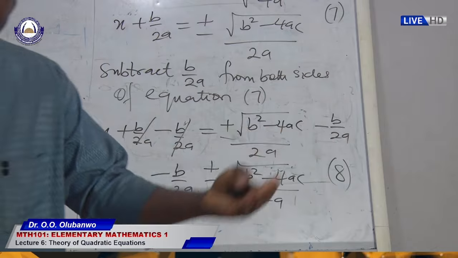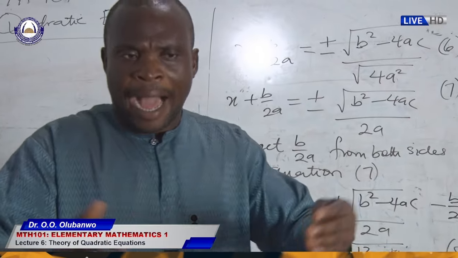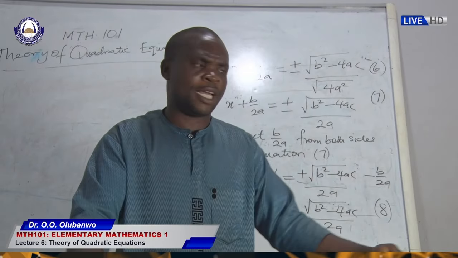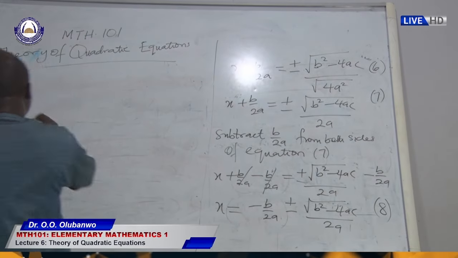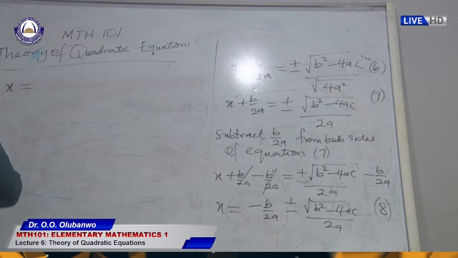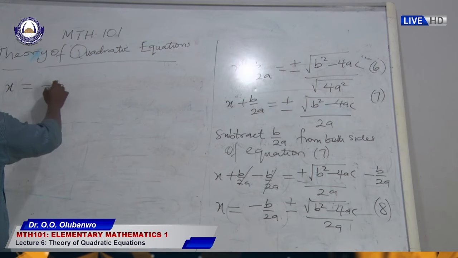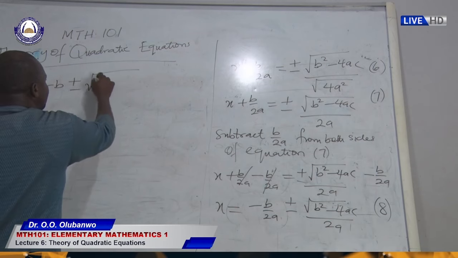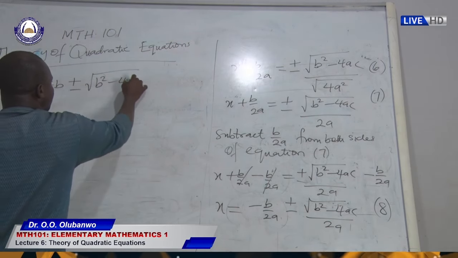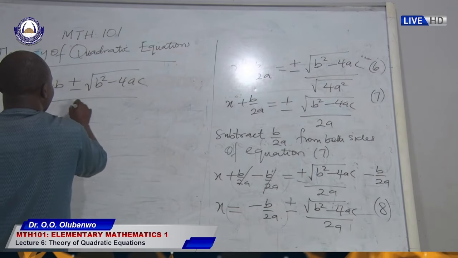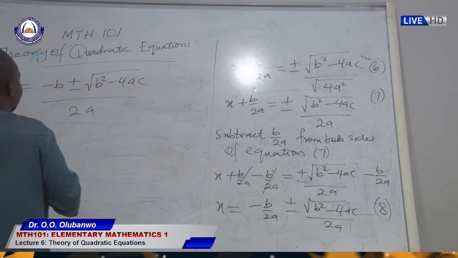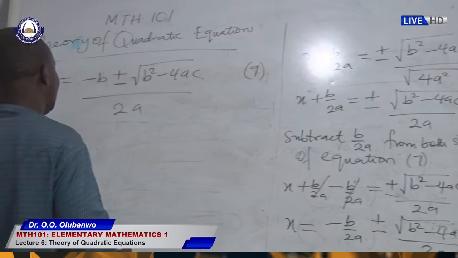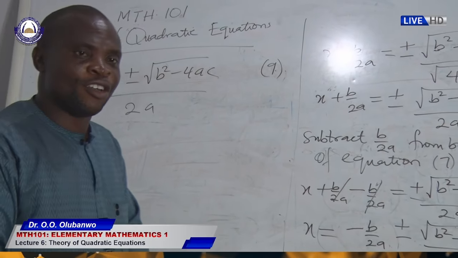Since they are on the same LCM, I can simply put them together. So I will now have x equals minus b plus or minus square root of b squared minus 4ac, everything over 2a.